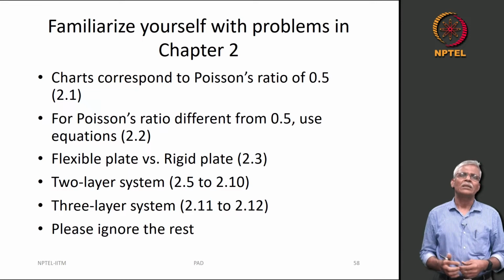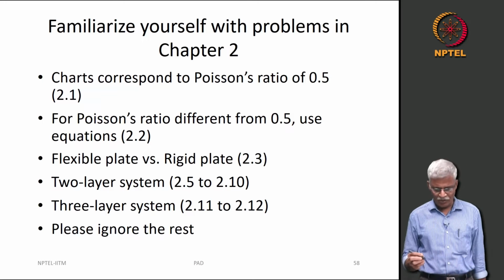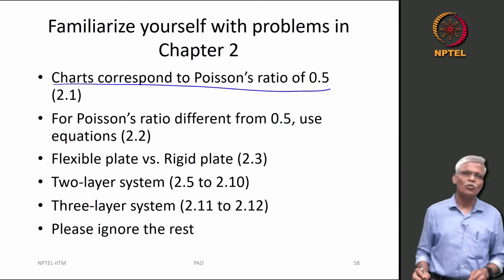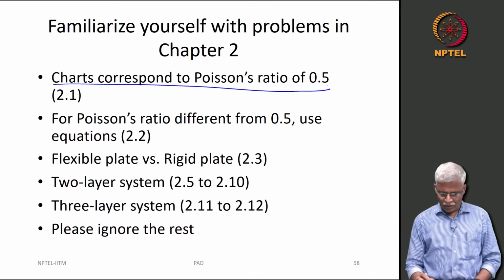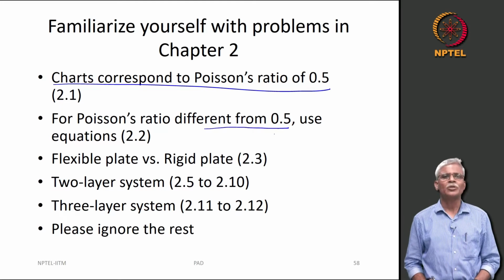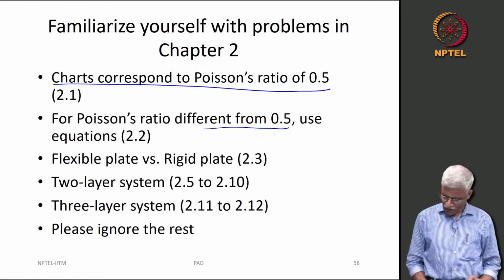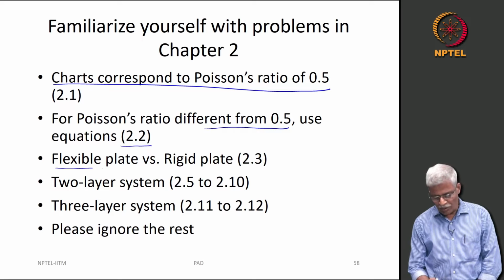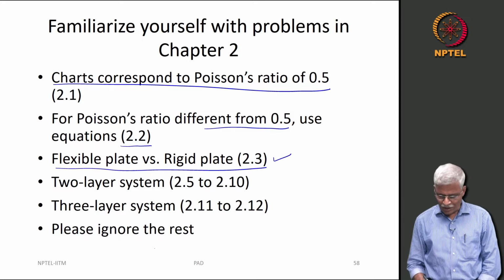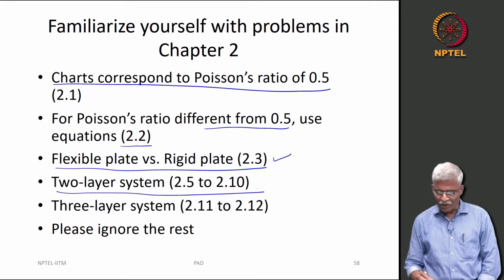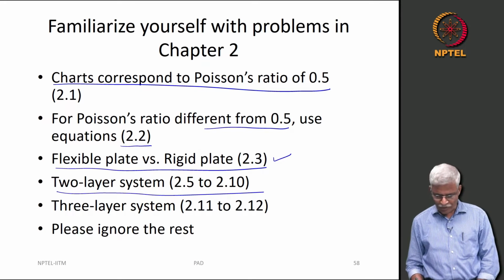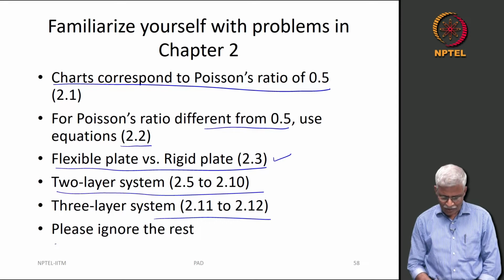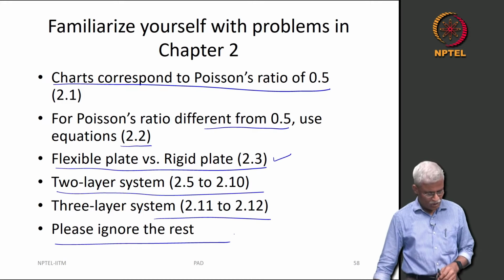Now, these are all the charts that you should really familiarize yourself with. So, there is a chart corresponding to Poisson's ratio of 0.5, that is 2.1. Similarly, for a Poisson's ratio different from 0.5, there is another chart, and how to use equation 2.2, flexible plate versus rigid plate section, chart 2.3, 2 layer system, there are some 2.5 to 2.10, these are all the problems, and 3 layer problem 2.11 to 2.12, and I have written very clearly to ignore the rest.